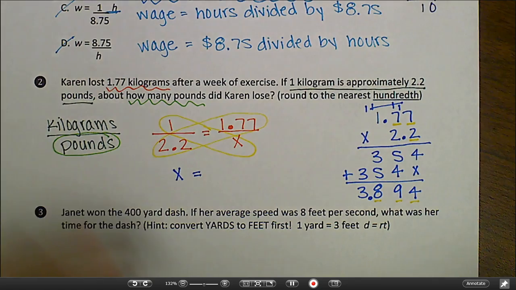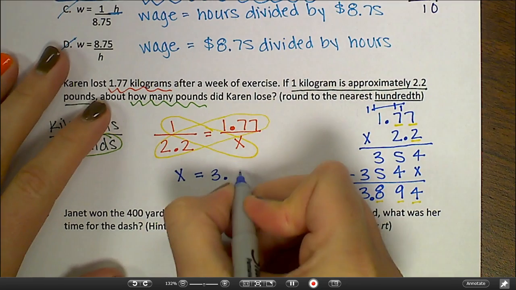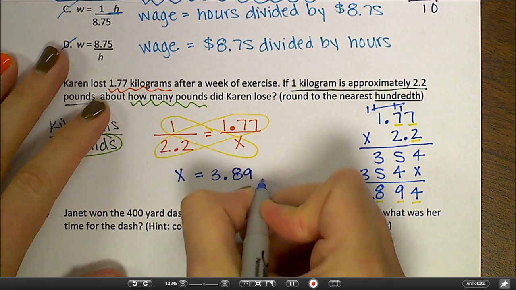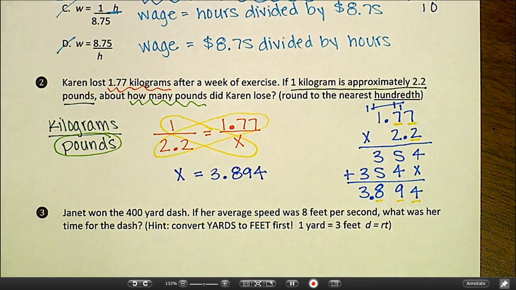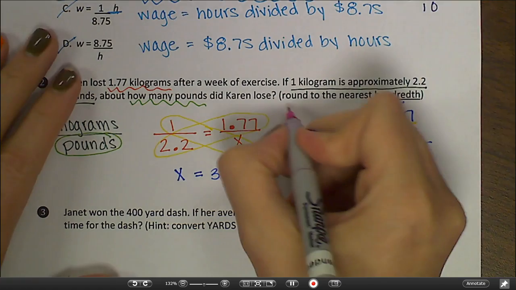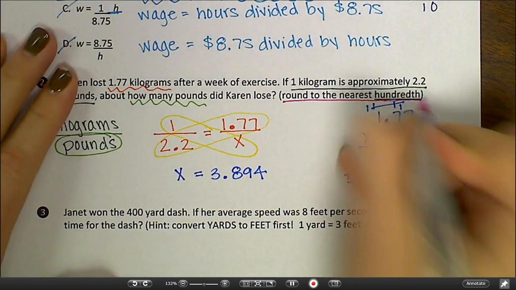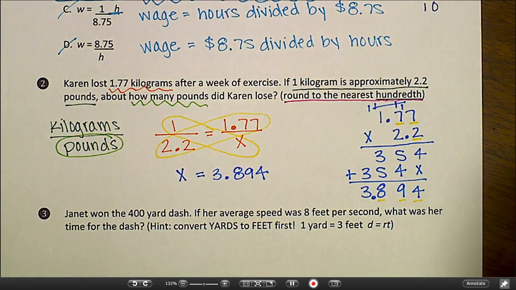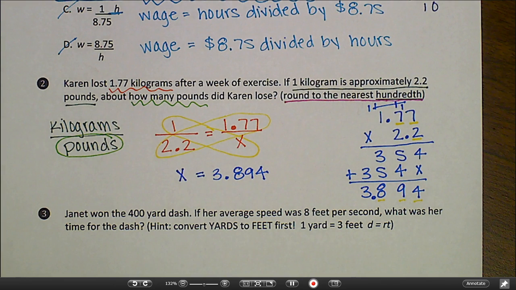So I'm ending up with 3 and 894 thousandths. However, there's one thing that we still have left to do, and that is to round to the nearest hundredth. And we are very familiar with this because this is the same as number 1 on Mountain Math. We're rounding to the nearest hundredth.